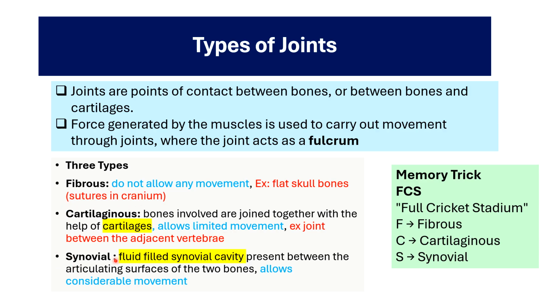Third type of joint is synovial joint, which has a fluid-filled synovial cavity present between the articulating surfaces of 2 bones. Wherever 2 bones are attaching, in between there is a cavity which is filled with a fluid called synovial fluid. This type of joint provides maximum or considerable movement. Now, a memory trick you can use here is full cricket stadium, that is F for fibrous, C for cartilaginous and S for synovial.